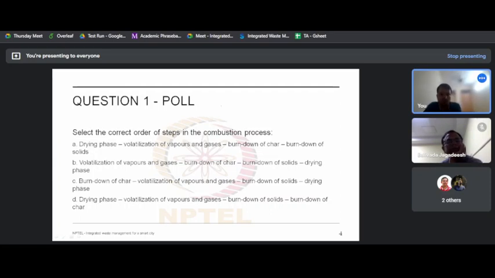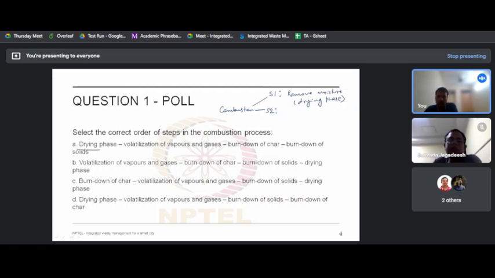When we talk about combustion, there will be different stages in this. The first stage is that we try to remove the moisture. This is called the drying phase. This is a pre-processing step which is done before combustion. We don't want wet waste in the combustor, so the more dry it is, the better the combustion will be. Also, we should not make it very dry, so there is an optimum moisture content that we should try out. So firstly, we will have the drying phase.